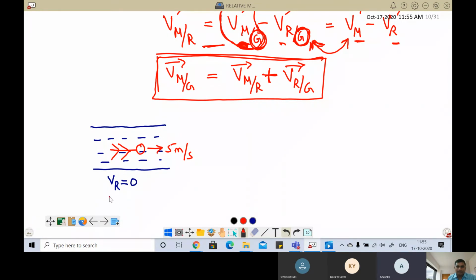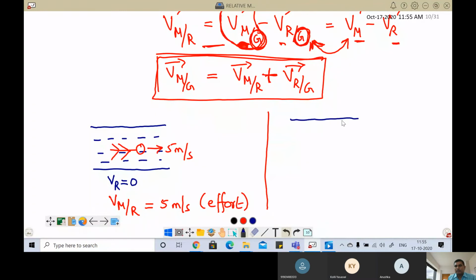Correct, only his effort. That is what we call the velocity of man with respect to river, which is with only his effort. Now the same situation, but let us say the water is flowing. That means the river is flowing. The velocity of river is 2 meters per second. That means there is a river velocity.